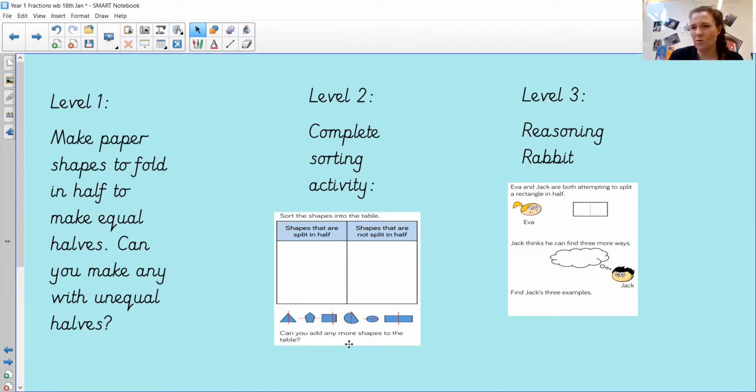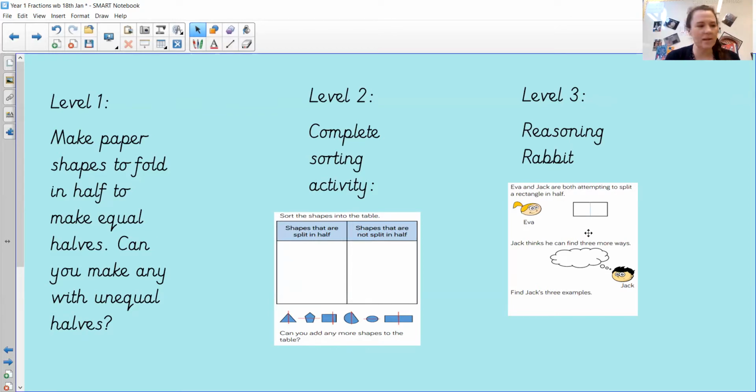If you're not sure, you can rewind me and have a look and think about which circles were cut in half and which weren't. So you've got to sort the shapes into ones that are split in half and ones that are not. And look, the challenge is, can you add any more of your own shapes?